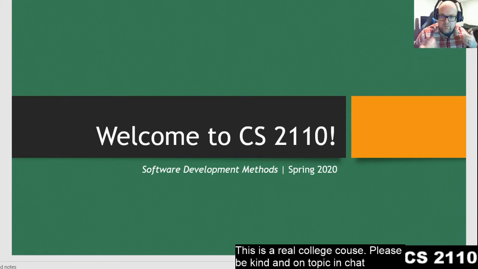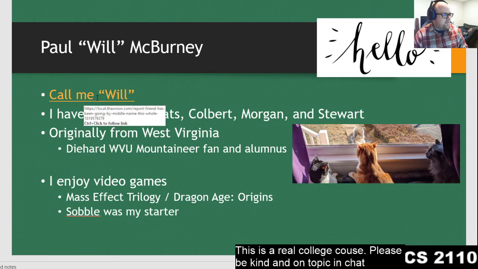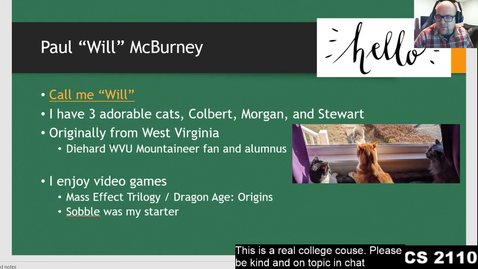Anyway, so for those who aren't familiar with me, allow myself to introduce myself. So my name is Paul McBurney, but I go by my middle name Will because I like to lie to people for fun. And actually, if you click on this link in the slide, it takes you to an Onion article, which is related to that. So I do go by my middle name. I have 3 cats. You can see them left to right is Morgan, Stuart, and Colby. They are adorable. I am originally from West Virginia, so I am a West Virginia University alumnus. I did my PhD at the University of Notre Dame. I do enjoy video games. That's just a little bit about myself.